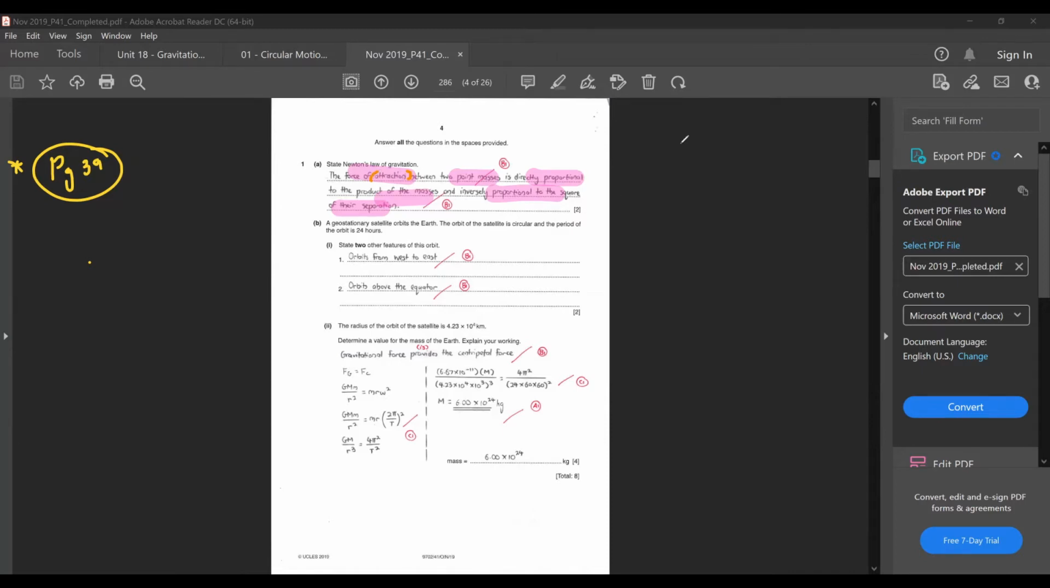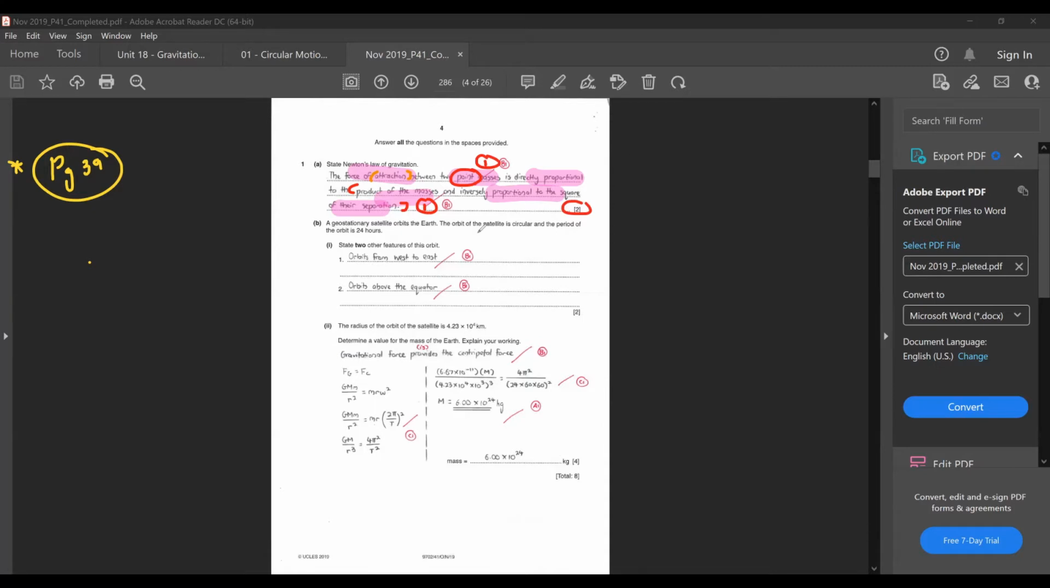The thing that will be given mark is just you saying that the force between 2 point masses is directly proportional to the product of the masses and inversely proportional to the square of the separation. This is where 1 mark comes from. But at the same time, you always need to mention that the force is between 2 point masses. This is where the other point usually comes from. Okay, so this is a pretty standard question.